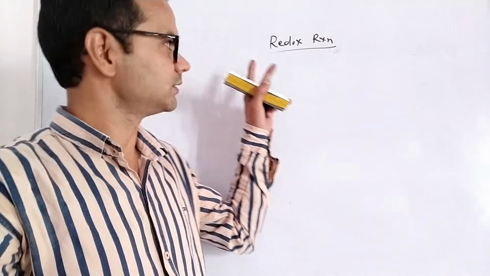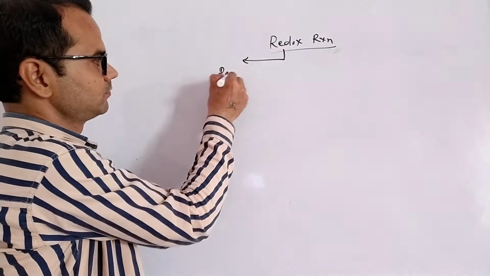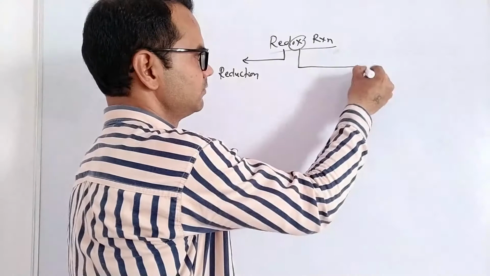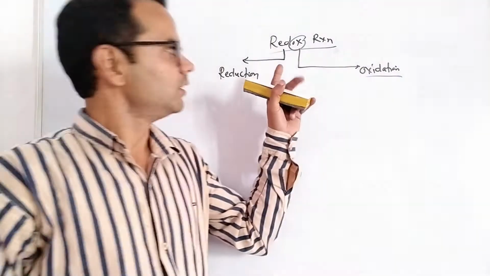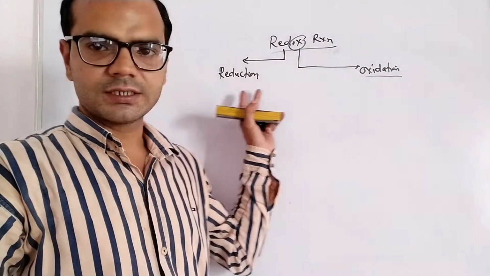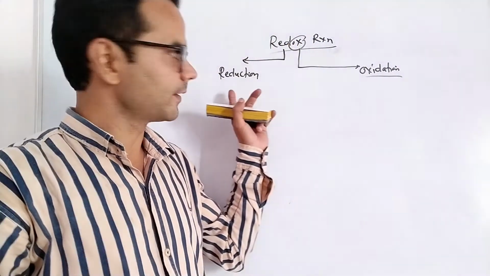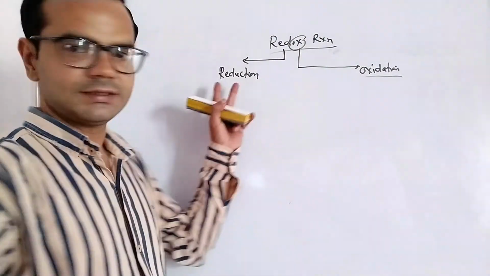Redox reactions. Red stands for reduction, ox stands for oxidation. So a redox reaction involves reduction and oxidation. A reaction is said to be a redox reaction if there is a reduction and oxidation simultaneously. Now, what is this reduction?